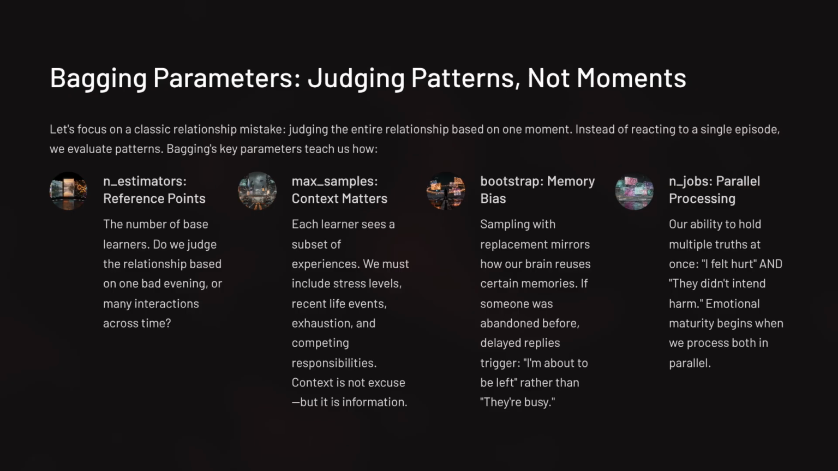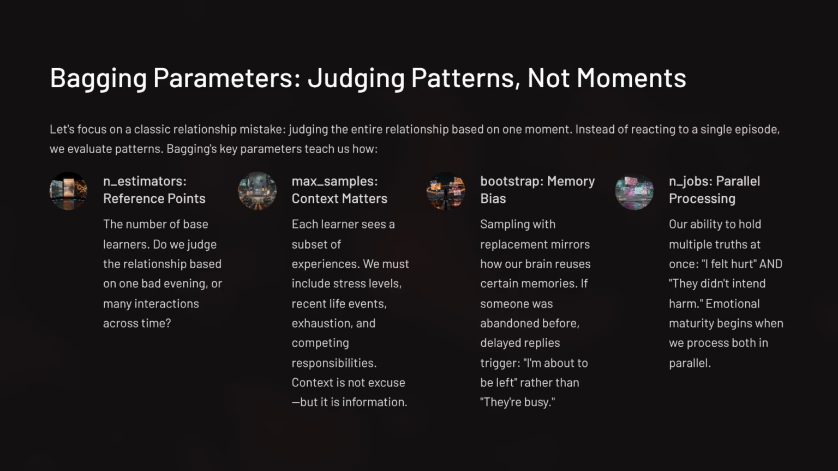base_estimator, the weak learner. In relationships, the weak learner is our immediate emotional interpretation, the first story we tell ourselves. These interpretations are not useless, but they are incomplete. Bagging teaches, don't eliminate your feelings, aggregate them with reality.